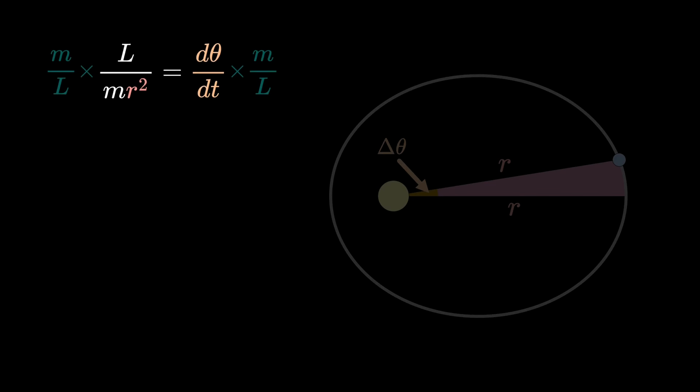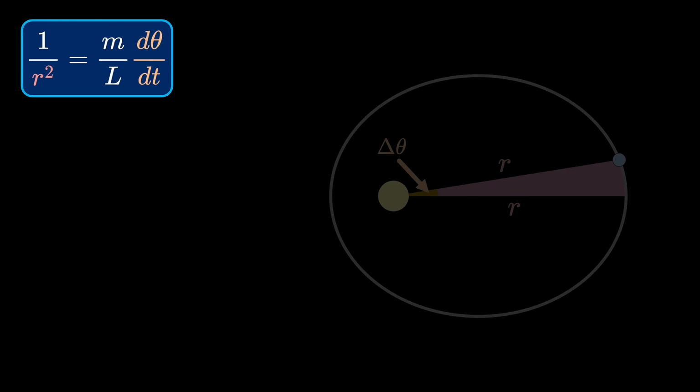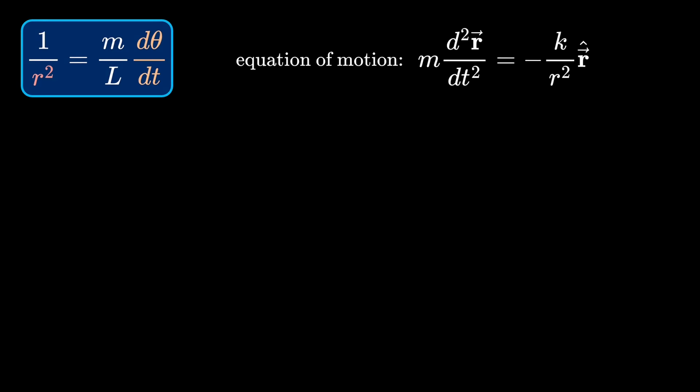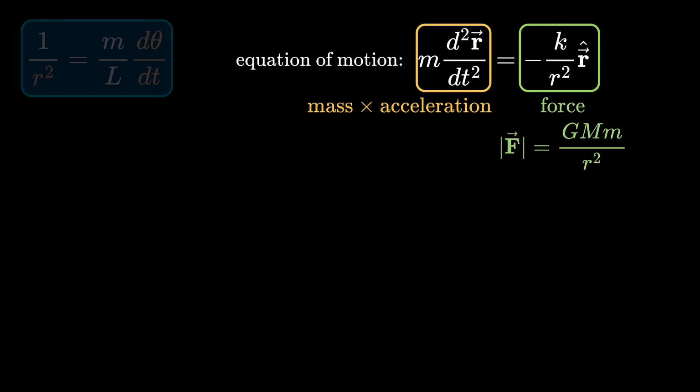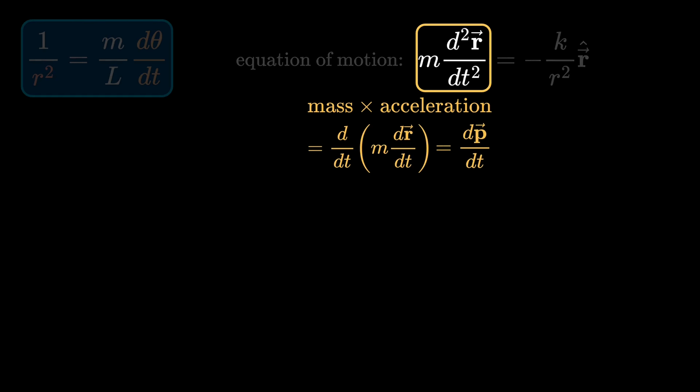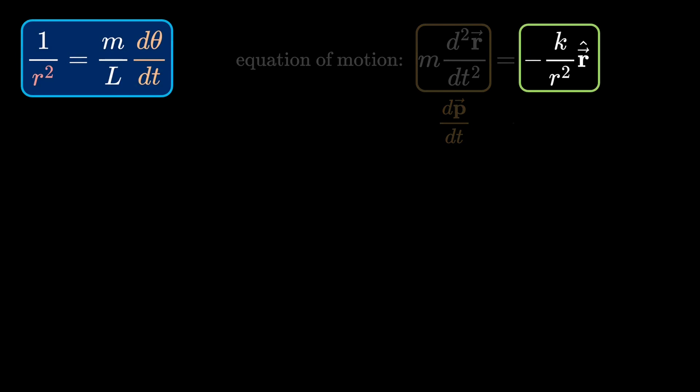Next, we multiply both sides by m over L so that we obtain an expression for 1 over r squared. The reason we want this expression is that it appears in the equation of motion for the planet. The right-hand side is the force of gravity, where we denoted GMm as k for simplicity, and the left-hand side is just mass times acceleration, but we are going to rewrite it as the rate of change of momentum p. As for the right-hand side, we can use the previous expression for 1 over r squared to rewrite it.